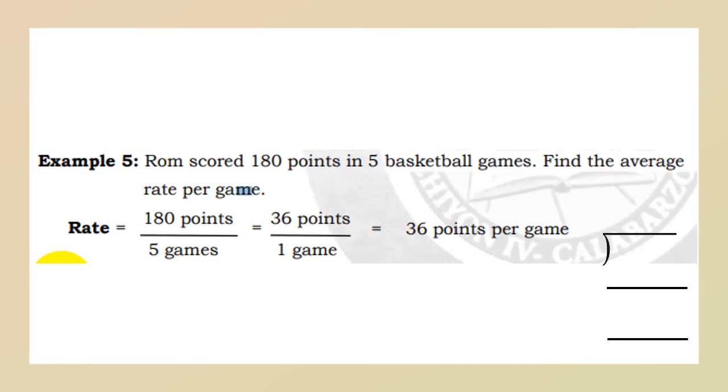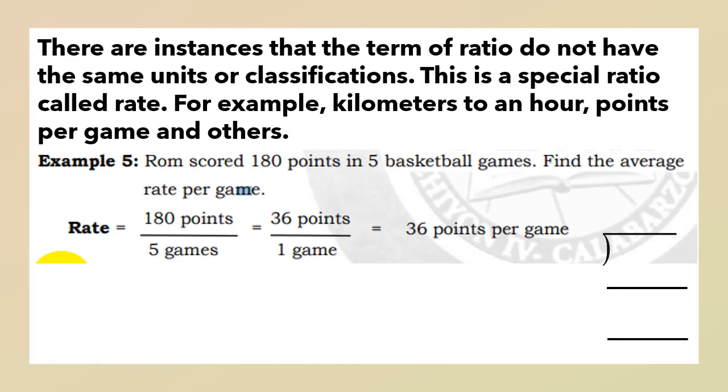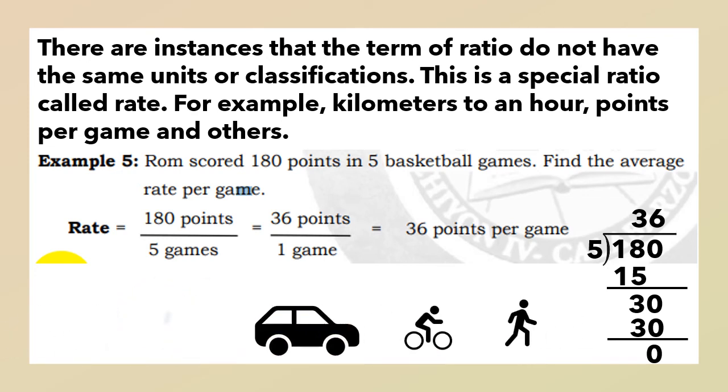Example 5. There are instances that the terms of a ratio do not have the same units or classifications. This is a special ratio called rate. For example, kilometers per hour, and points per game. Rom scored 180 points in 5 basketball games. Find the average rate per game. To solve the problem, just divide 180 by 5. The answer that you will get is 36. Therefore he has 36 points in one game. So the rate is 36 points per game. You can also use this in finding the speed of a car, bike, or your walking.